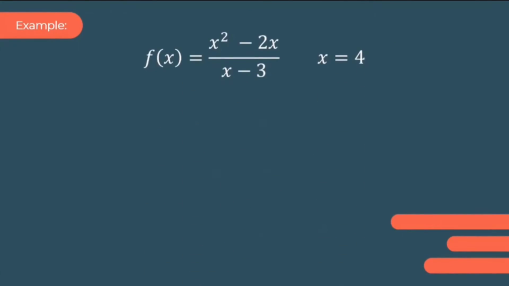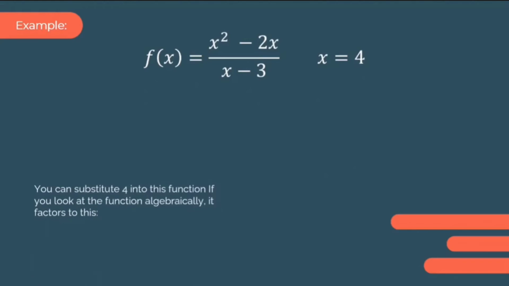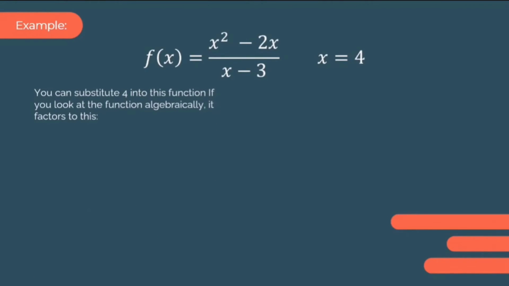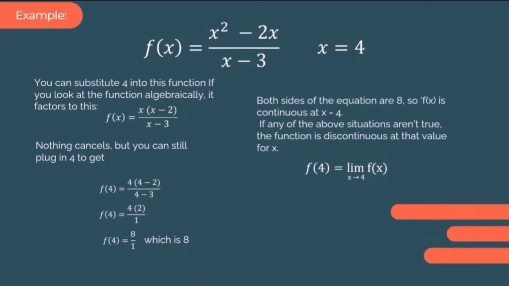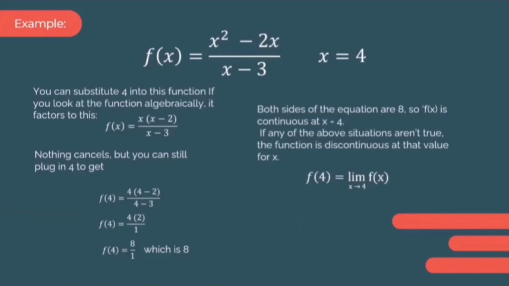Here are some examples. f(x) = (x² - 2x)/(x - 3) at x = 4. You can substitute 4 into this function. If you look at the function algebraically, it factors to this. Nothing cancels, but you can still plug in 4 to get f(4) = (4·4 - 2)/(4 - 3), and 4 times 2 over 1 is equal to 8 over 1, which is 8. Both sides of the equation are 8, so f(x) is continuous at x = 4.